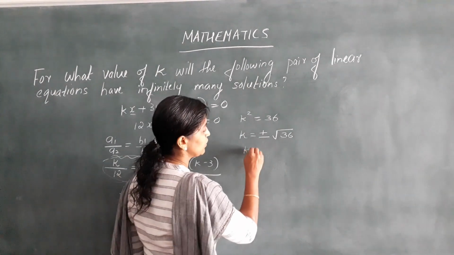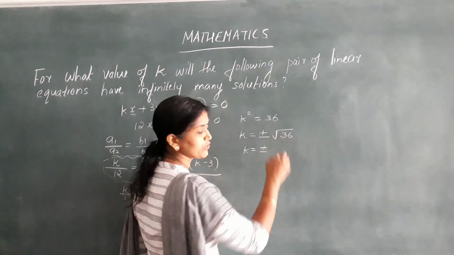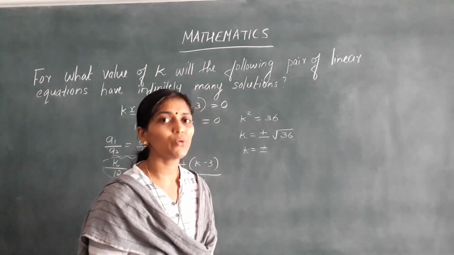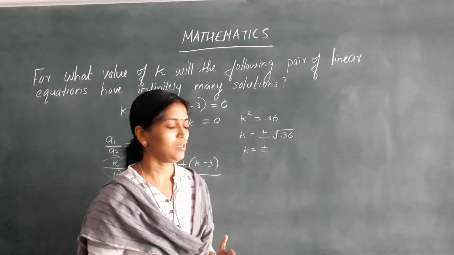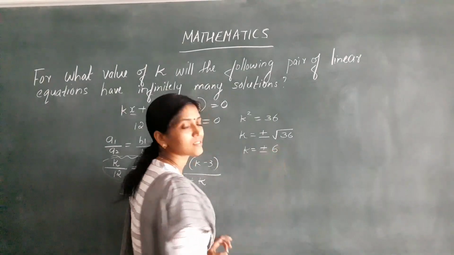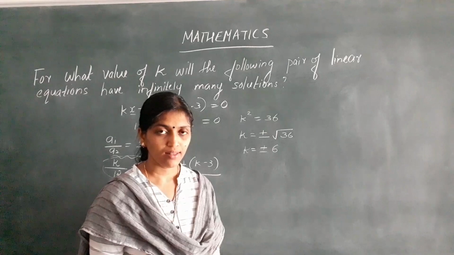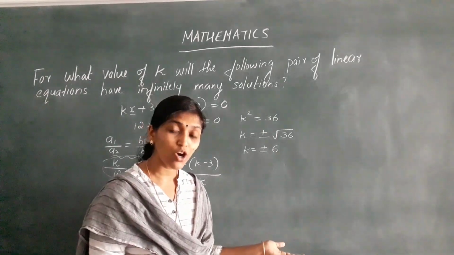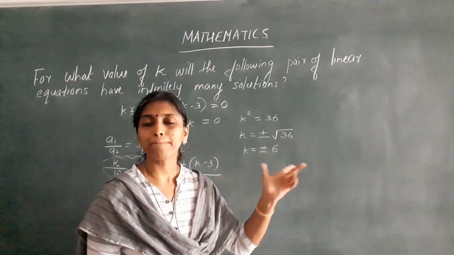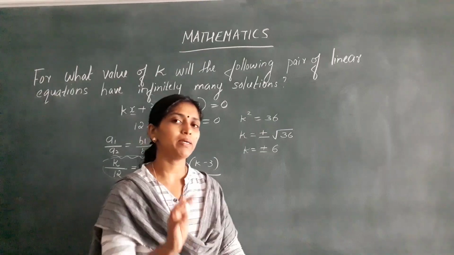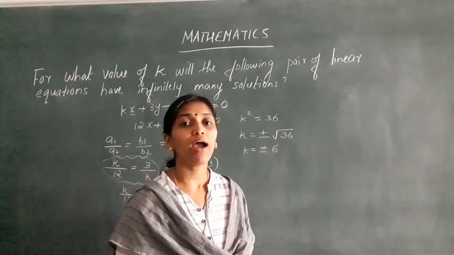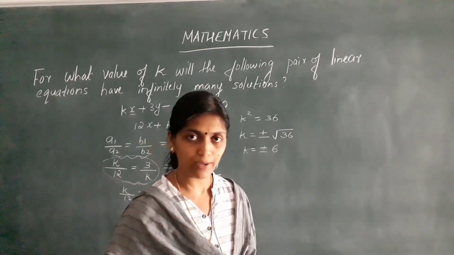Now k squared is a perfect square number, 36, so its square root is 6. So k is equal to plus or minus 6, which means you are getting two values for k. That is, k is equal to 6 or k is equal to minus 6. So automatically you will have confusion about which value of k to take.